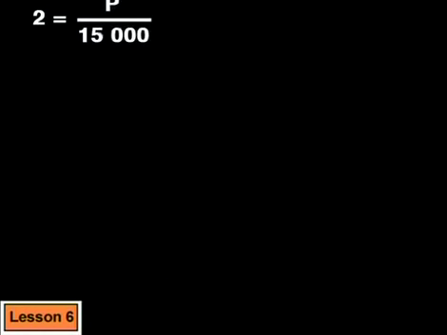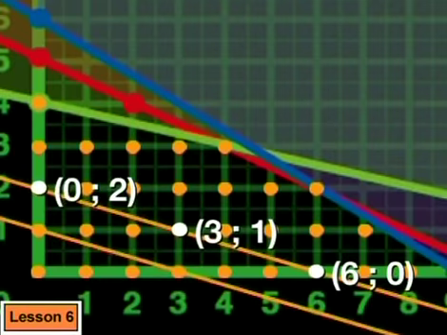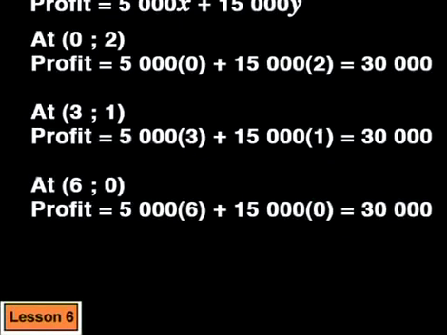We can say that the y-intercept is 2, so 2 must equal P divided by 15,000. So if I multiply both sides by 15,000, I get P equal to 30,000. Or I could note that this line goes through 3 possible solutions at 0, 2, 3, 1, and 6, 0. If we check what profit we get at each of these points, we'll get 30,000 Rand.